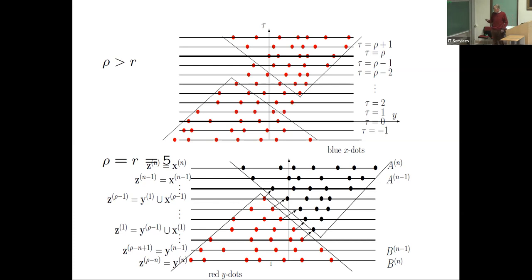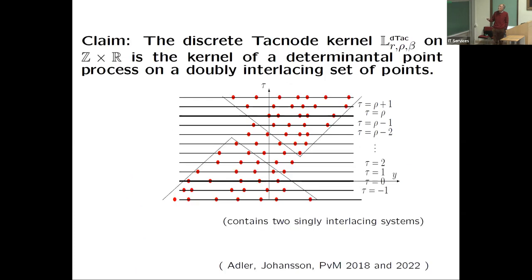So I will, in fact, discuss both cases. I will mostly discuss this case, but then because of this special structure, things simplify. Now, I will write down a kernel which actually lives on such a doubly interlacing system. So we call that the discrete tacnode kernel L on Z times R. It is a kernel of a determinantal point process on a doubly interlacing set of points.